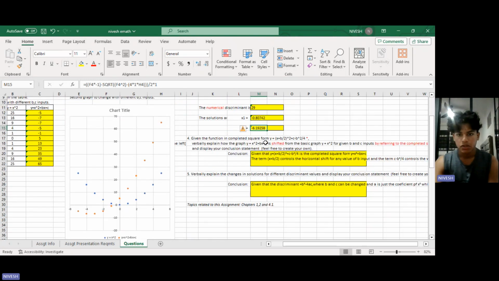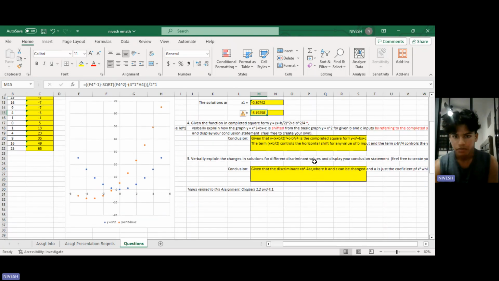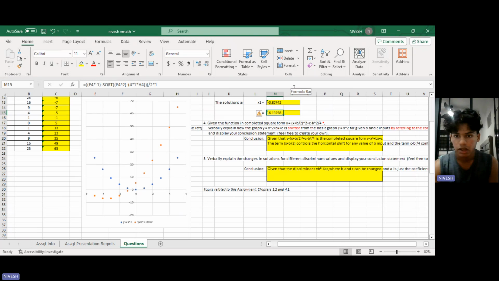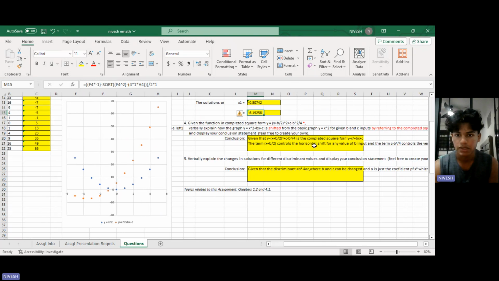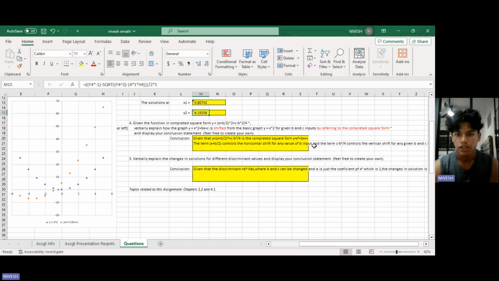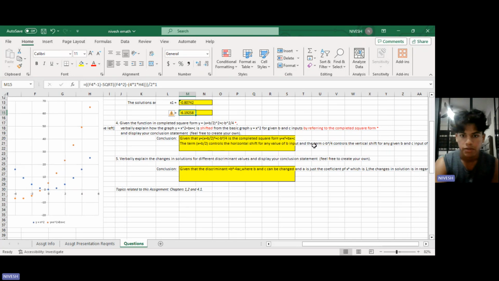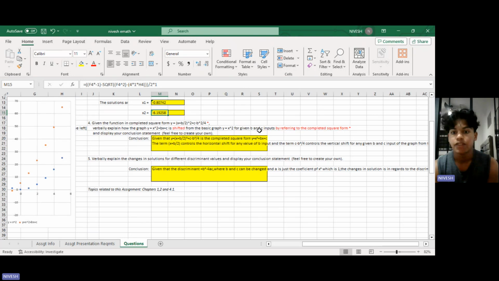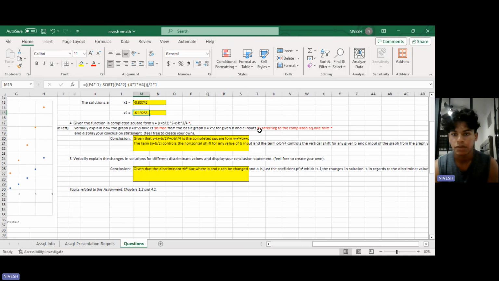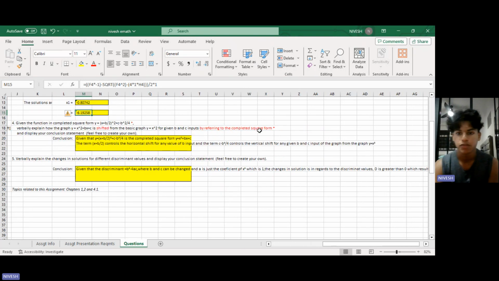Given the function is completed in square form, verbally explain how the graph is shifted from the basic graph y equals x squared for given b and c inputs. Given that y equals (x plus b over 2) squared plus c minus b squared over 4, it's the completed square form of y equals x squared plus bx plus c. The term x plus b over 2 controls the horizontal shift for any value of b input, and the term c minus b squared over 4 controls the vertical shift of the graph from the graph y equals x squared, for any given b and c input.